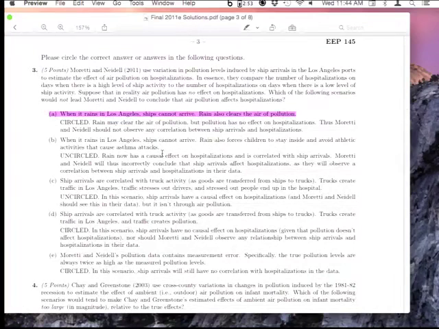The first one says, when it rains in LA, the ships cannot arrive. Rain also clears the air of pollution. So this actually isn't going to cause a bias. You might initially think that it's going to cause a bias, because we have a factor here, which is rain, and it's going to affect ship activity and also affects pollution. So it seems like maybe that's some sort of omitted variable.